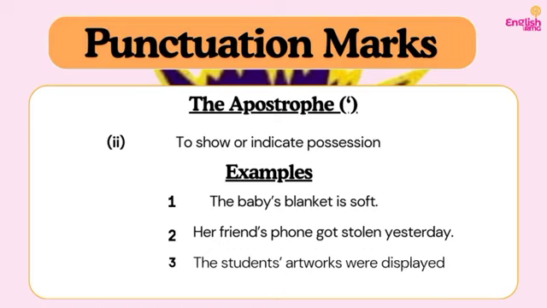So example 3, we have the students' artworks were displayed. So I would like you to note something here. Here, the S is coming first because it is the plural. So when you pluralize a regular noun like this and the word ends with S, do you understand? Put your apostrophe behind the S without another additional S, just only the apostrophe to show your word's possession.